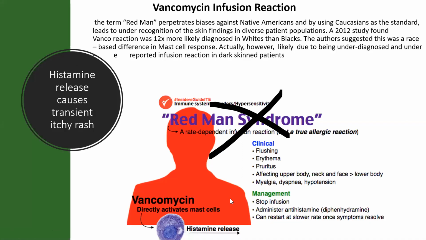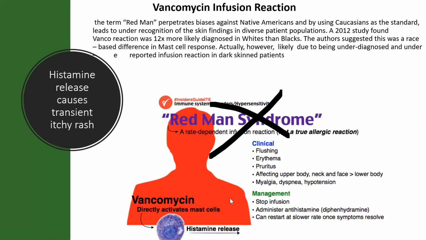So we got to get away from using this term red man syndrome. First of all, it's derogatory to Native Americans, but also importantly, in terms of the clinical diagnosis, we've heard of red man syndrome where people get vancomycin given too quickly. It causes histamine release. There's occasions their skin turns red. And if you just slow down the infusion and give them antihistamines, it goes away.